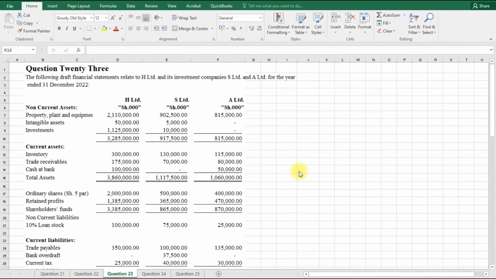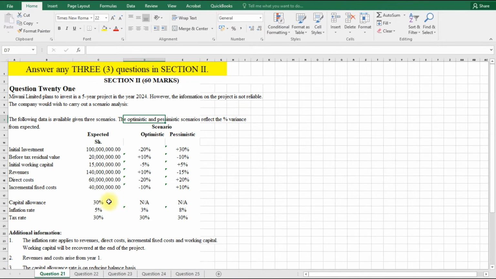Today we are looking at BDA, a question on BDA. This is a paper that was done for April 2023. It was done on 27th of April, and they were asking several questions, whereby they are supposed to answer any 3 questions out of 5 questions. They were given 5 questions, you answer 3 questions.